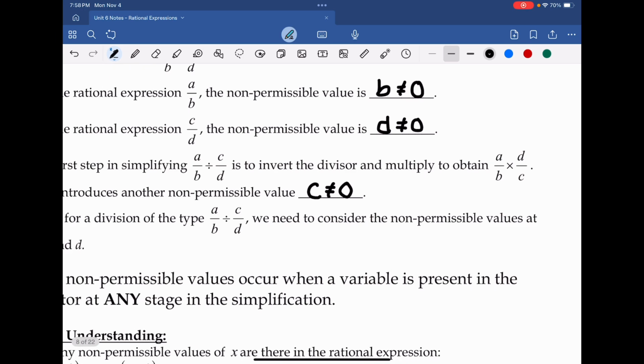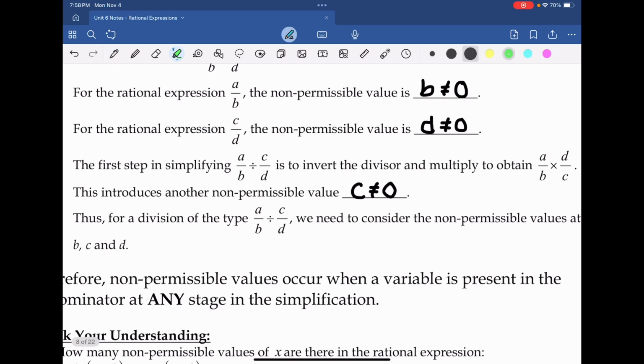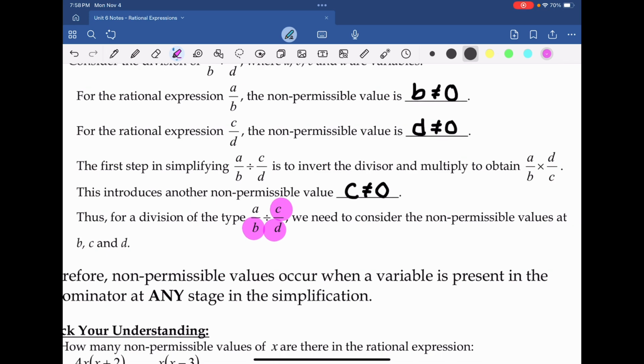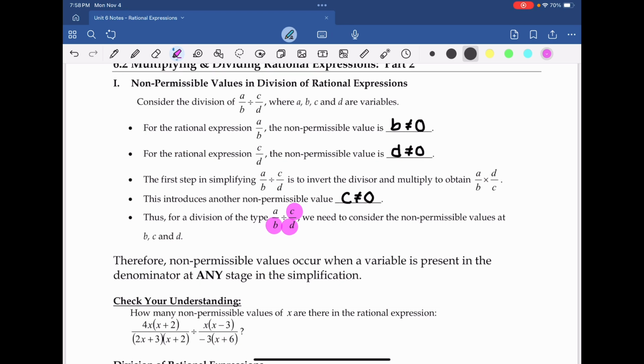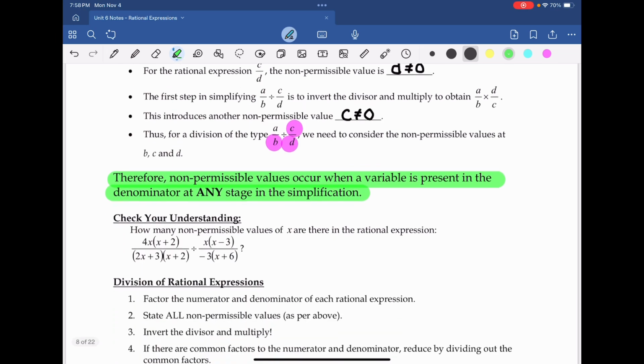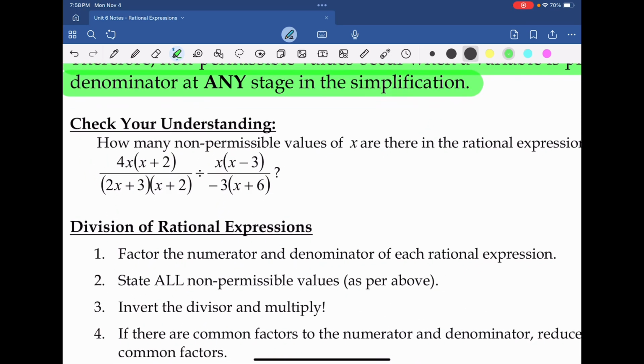When we divide, we must consider the non-permissible values attached to the following positions: denominator, denominator, and the numerator of the second fraction. So any non-permissible value will occur when it's present in the denominator at any stage in the simplification. And if you want to highlight that line, it might be really important, because denominators occur in multiple stages when we talk about division. Now, let's do a quick check your understanding based on this concept.